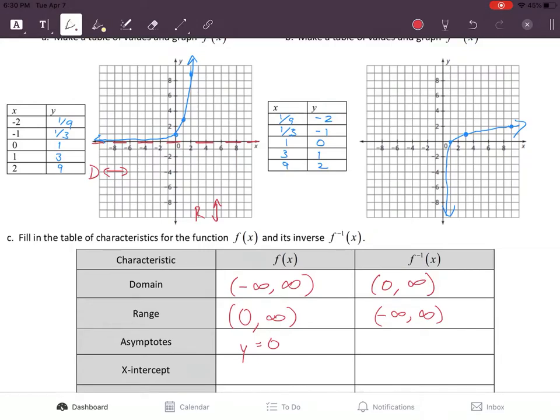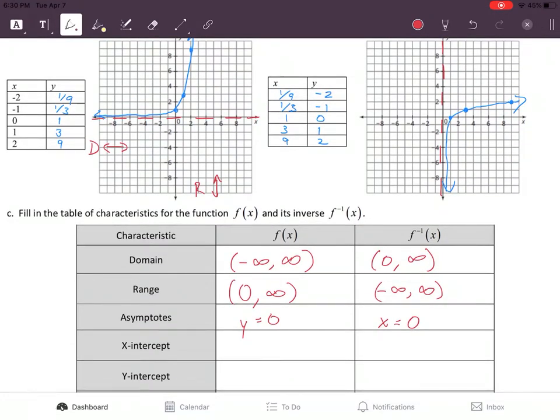All right. For the asymptote of the inverse function, this graph is never going to cross the y-axis, and the equation for the y-axis is going to be x equals 0. So no matter what y is, x will always be 0 for that equation and for that line.